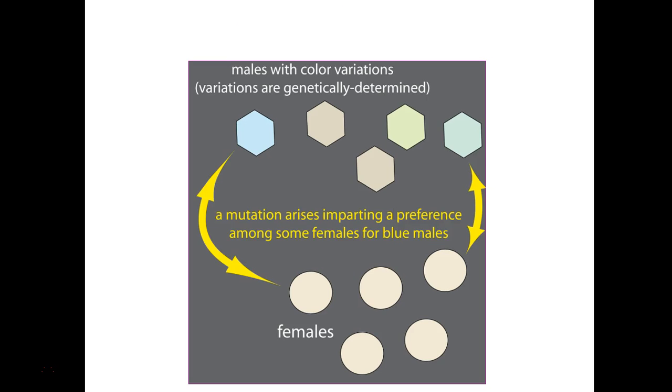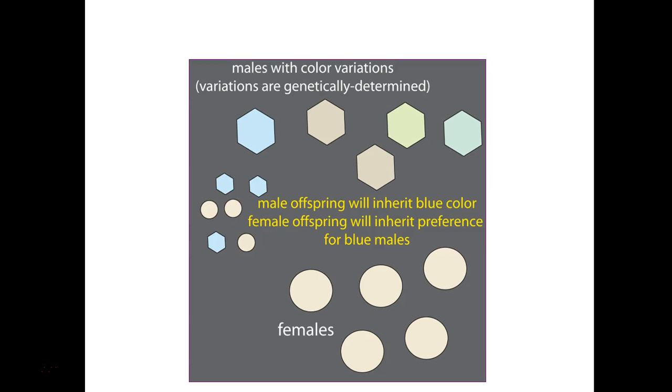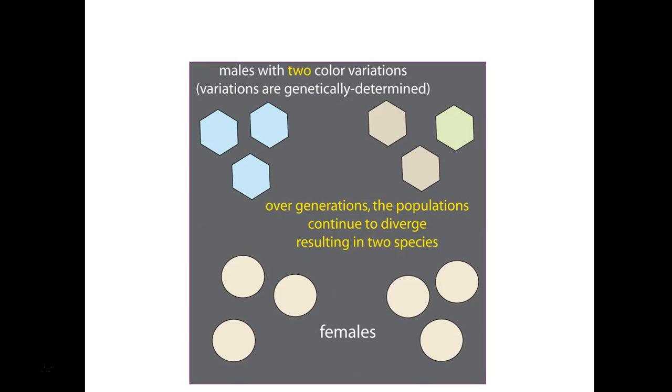Now, imagine a mutation arises in females where females with the mutation really like blue males. What this means is that females who really like blue males, their sons are more likely to also be blue, and their daughters will likely carry that same mutation, preferring blue males. So within one step, you have a situation where females who like blue males will have blue sons and daughters who like blue males, and the rest of the population will continue in the same way it ever has.